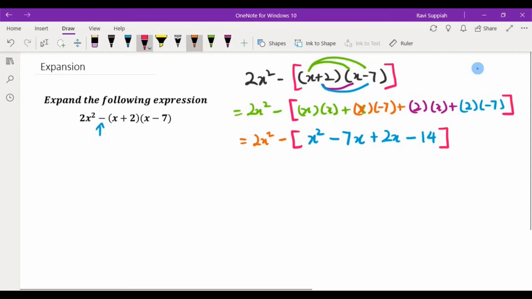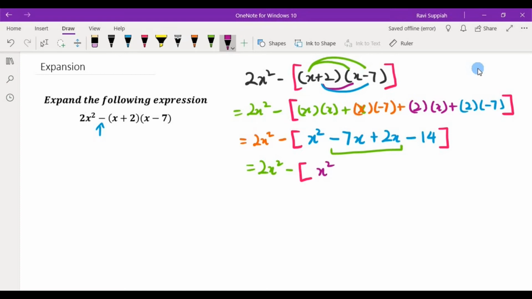Okay, then we need to group the similar terms together based on the power of x. So here we can see that for x we have a negative 7 and plus 2, so these two terms can be combined together. Okay, so that is what we're going to do now. So always remember the big square bracket is still there. So I'm going to have x squared. So negative 7x plus 2x, I get a negative 5x, negative 14.